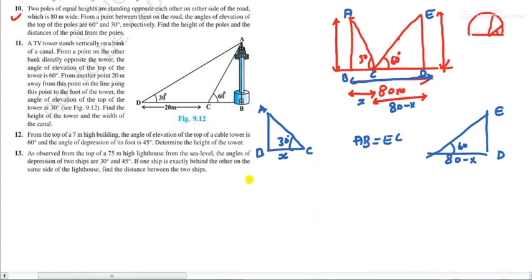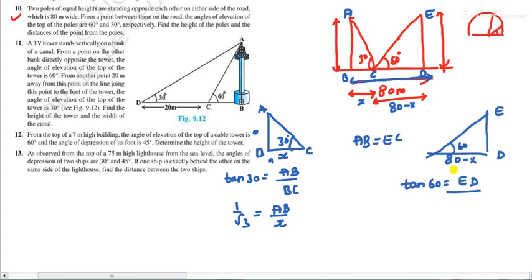Now in this triangle, you need to find AB. So tan 30 will be equal to opposite side by adjacent side, that is AB by BC. Tan 30 is 1 by root 3, and AB is unknown but BC is X, so keep it as it is. Here again, tan 60 is equal to ED by the adjacent side, which is 80 minus X. What is tan 60? It is root 3.